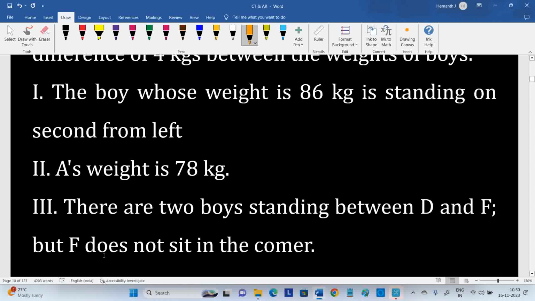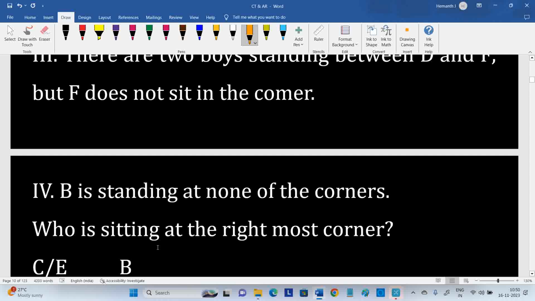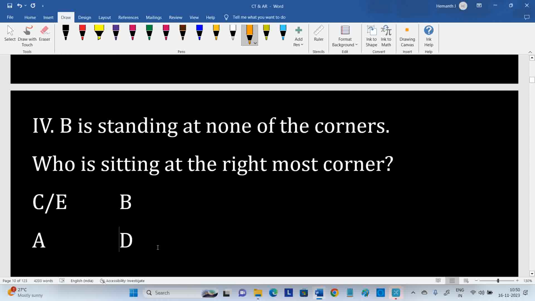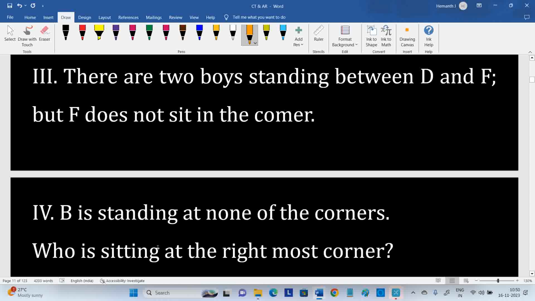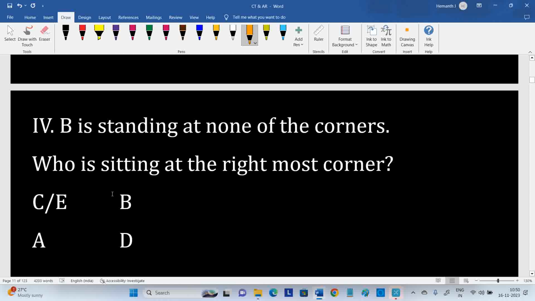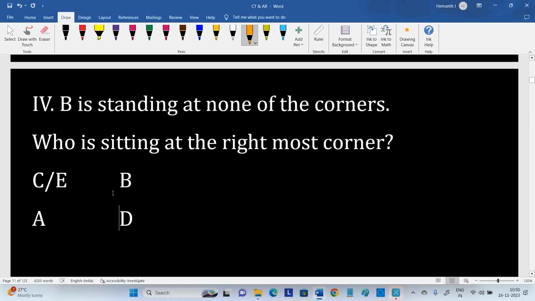The boy whose weight is 86 kgs is standing second from the left. A's weight is 78. There are two boys sitting between D and F. F does not sit in the corner. B is standing at none of the corners. Who is standing at the rightmost corner? C or E. Okay, let us see. We have 6 slots, right? Total 6 people, 6 slots are available. They said B is not at the corners.